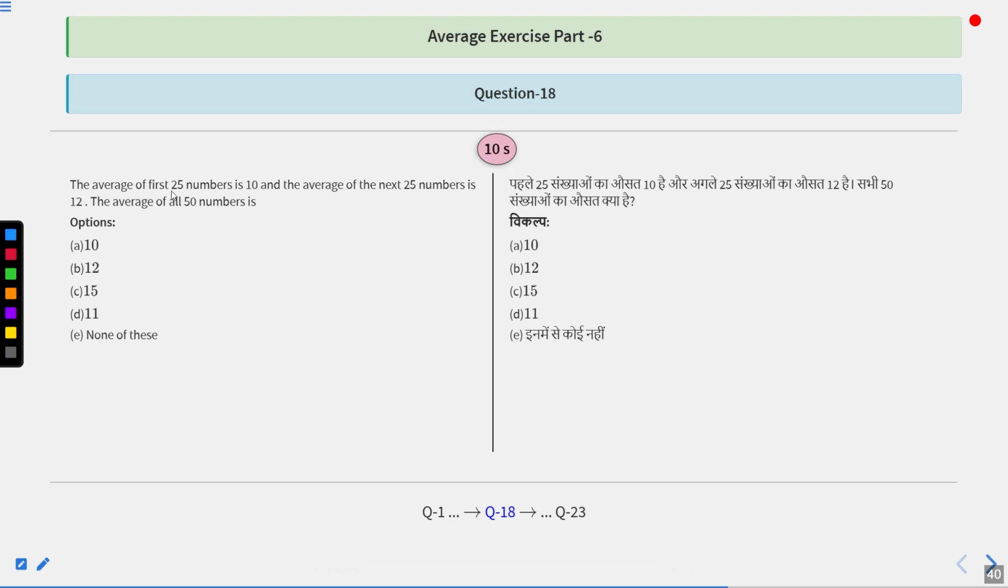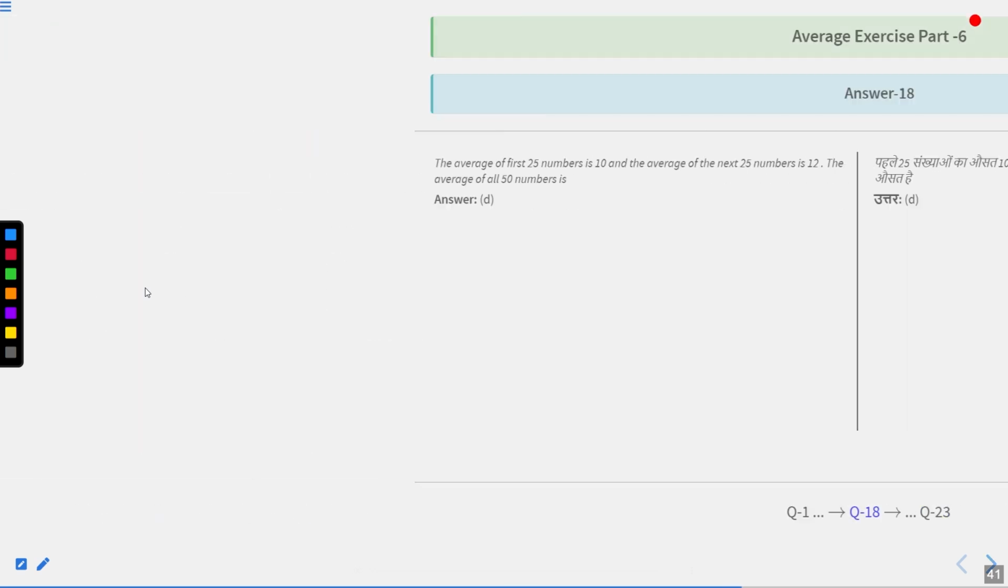Next one. The average of first 25 numbers is 10 and the average of next 25 numbers is 12. The average of all 50 numbers is. You have 5 options and 10 seconds to analyze the question. Your time starts now. Now time's up. Let's see the solution.